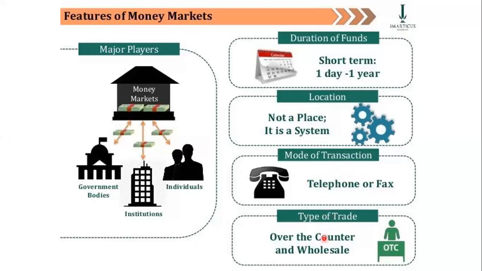And the type of trade is over the counter. When you consider the capital market, there are a lot of procedures, forms and agreements. It takes time, it's a long process. But in the money market the process is very simple and quick. There are some documents, but it's not like the capital market.